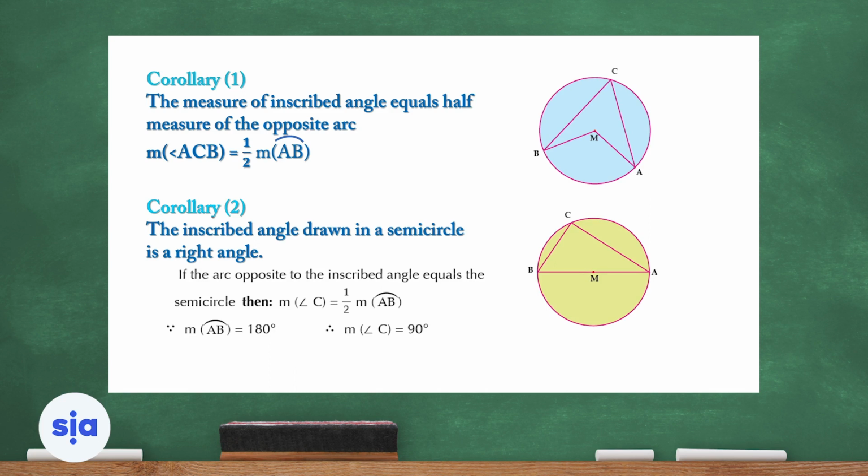If the arc opposite to the inscribed angle equals the semicircle, then the measure of angle C equals half the measure of arc AB. Since the measure of arc AB is 180 degrees, then the measure of angle C is 90 degrees.